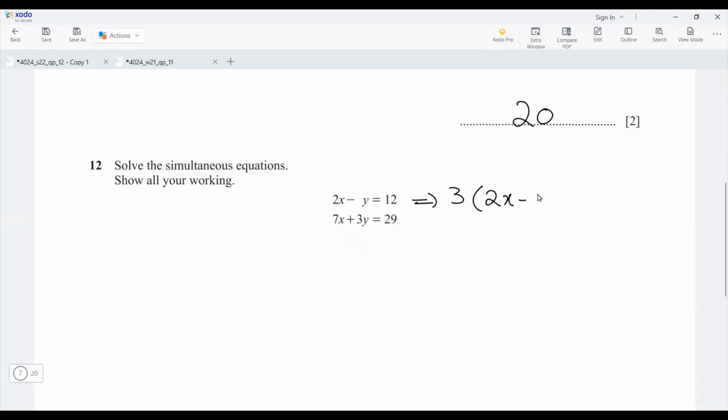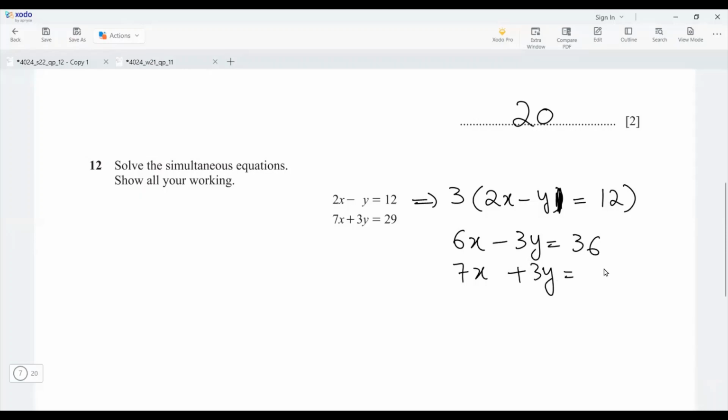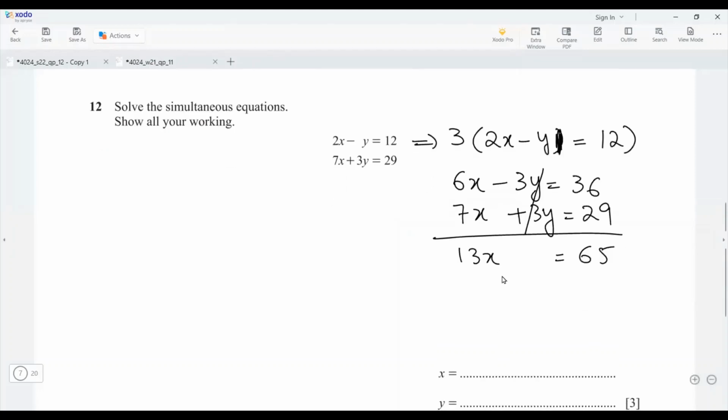So after multiplication with 3, we put equals to 12. After multiplication, 3 times 2 results in 6x and minus 3y, and 3 times 12 is 36. Writing down the other equation straight away, like terms under like terms, it is plus 3y, because we are going to eliminate the y coefficient. So how do we eliminate y? Minus 3y plus 3y will be cut. 7 plus 6 is 13x. If you add 36 with 29, it results in 65. So this equation is reduced to one variable.